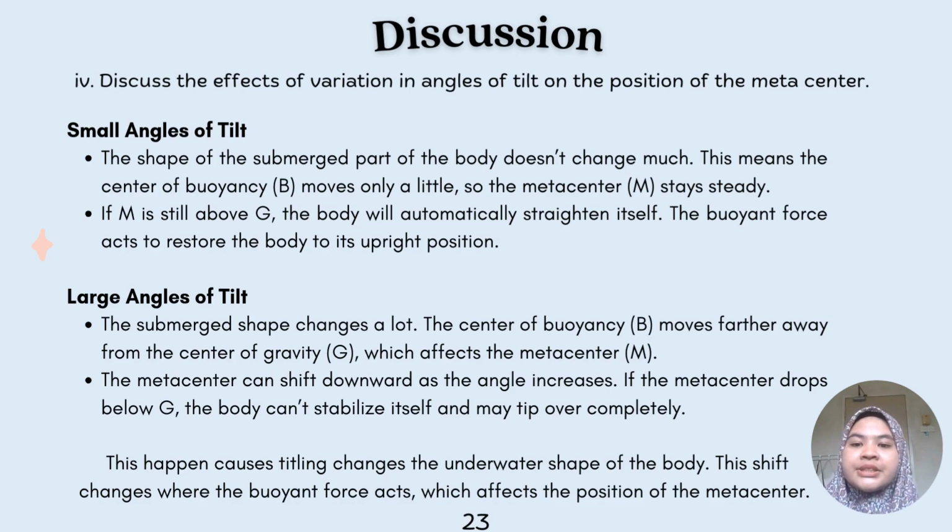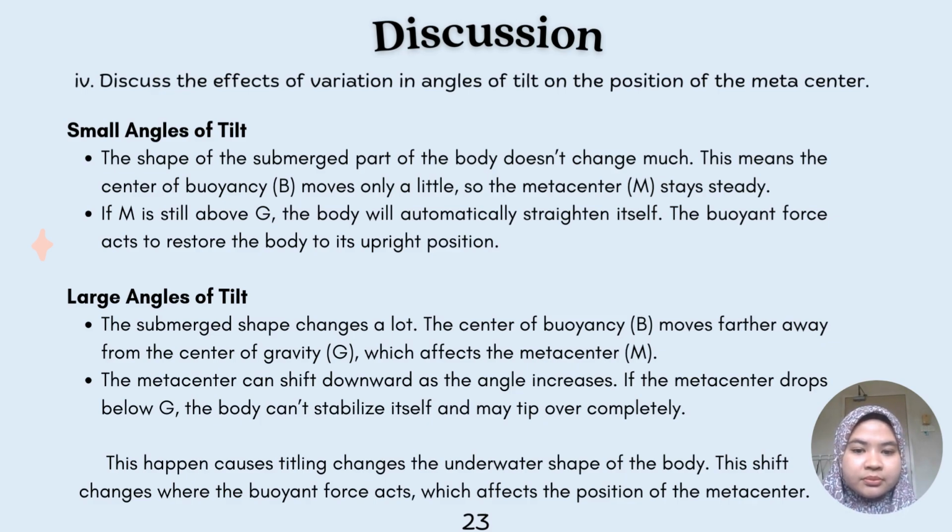The second one is a large angle of tilt. The submerged shape changes a lot. The center of buoyancy moves further away from the center of gravity, which affects the metacenter. The metacenter can shift downward as the angle increases. If the metacenter is below the center of gravity, the body cannot stabilize itself and may tip over completely. This happens because the underwater shape of the body changes, which shifts where the buoyant force acts and affects the position of the metacenter.